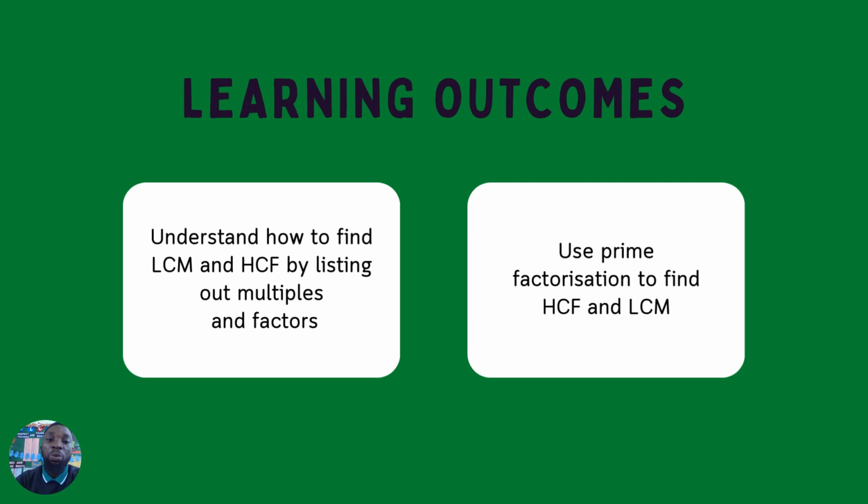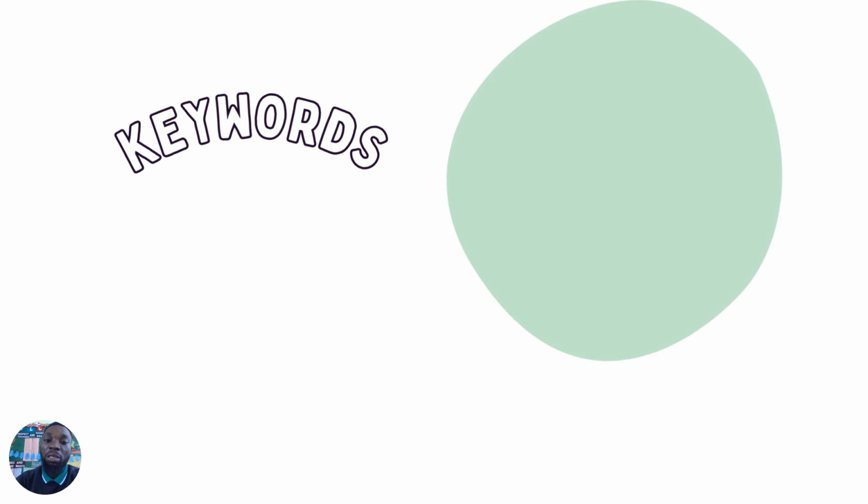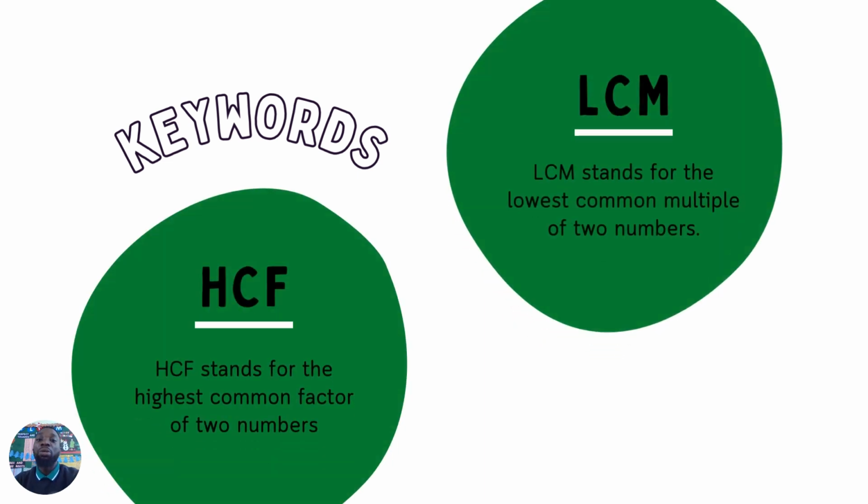So in our learning outcomes, we have understanding how to find LCM and HCF by listing out the multiples and factors. It means at the end of the class, we're able to understand that, and also you're able to understand how to use prime factorization to find LCM and HCF. So that leads us to the keywords. In our keywords, we have the meaning of LCM and HCF.